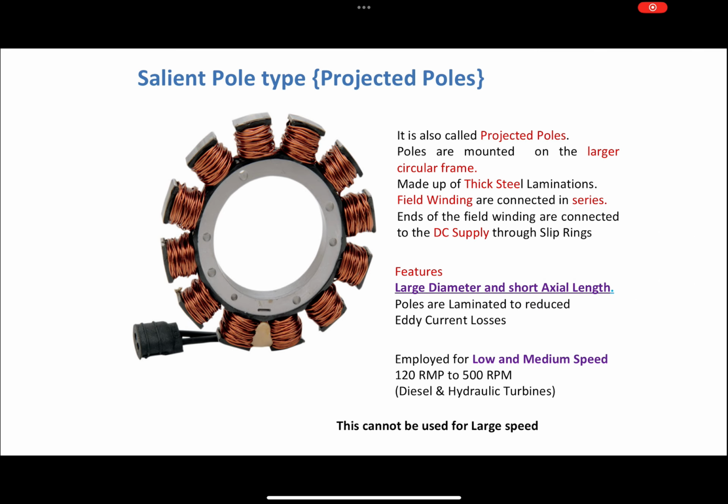Okay, so we'll continue our discussion of the construction details here. In the last class we discussed the two types of rotors: one is the cylindrical type rotor, the other is the salient type rotor. In the salient type rotor, we discussed that there are projected poles, like what we have seen here.